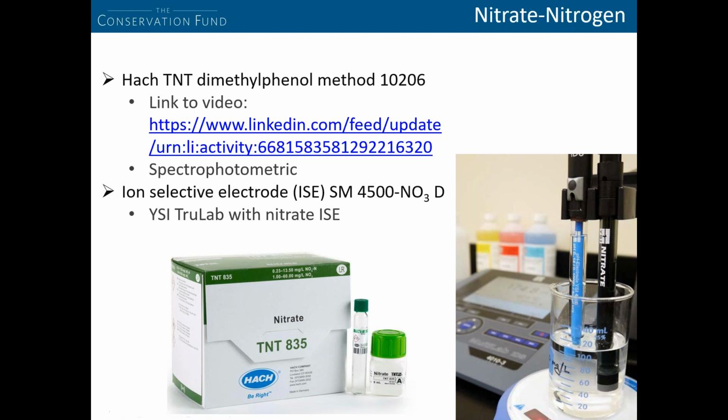The ion selective electrode or ISE nitrate method, which is standard method 4500 NO3 D, is more cost effective than the TNT. However, it is a bit more time consuming. We use a YSI TrueLab meter and nitrate ISE sensor for this method, which is pictured in the bottom right of the slide. The YSI TrueLab meter requires calibration before use.